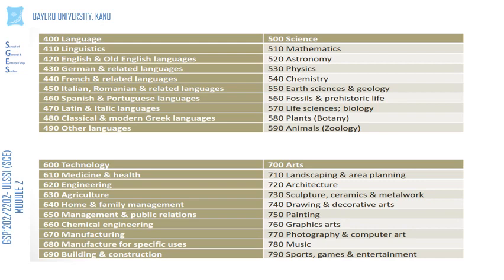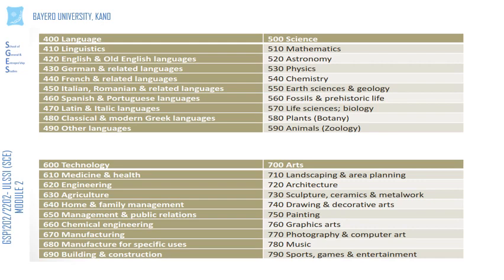Under the class 600, which is technology, we have 610 as medicine and health, 620 engineering, 630 agriculture, 640 home and family management, 650 management and public relations, 660 chemical engineering, 670 manufacturing, 680 manufacture for specific uses, 690 building and construction.